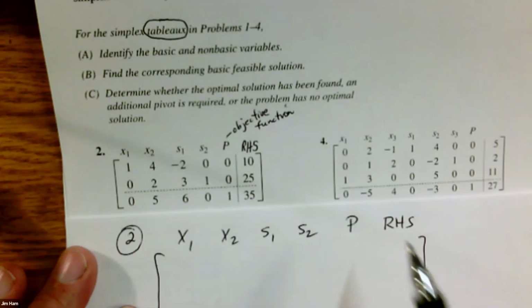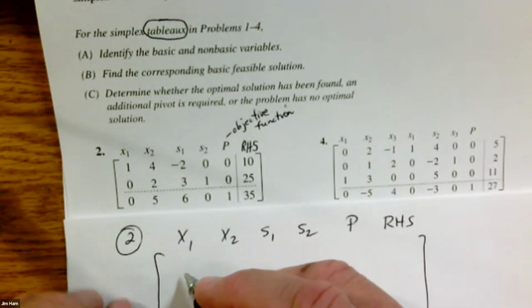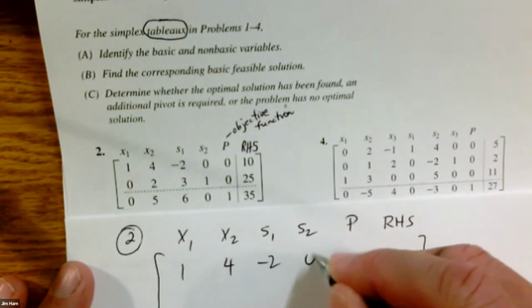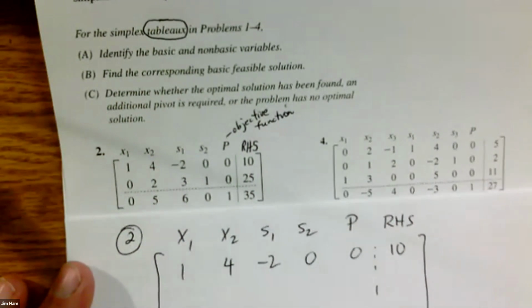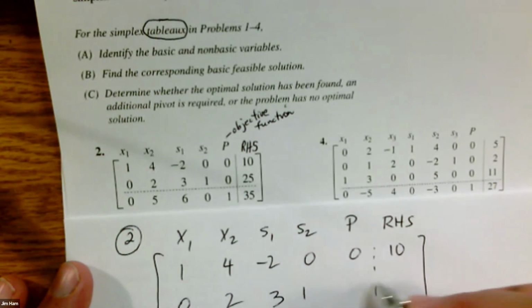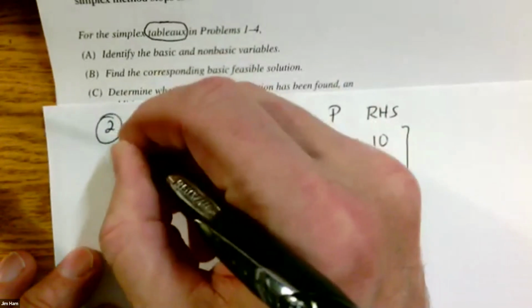Those labels actually go outside the tableau. They're identifying a column, but they're not part of the matrix that we're going to enter in. So 1, 4, -2, 0, 0, 10, and 0, 2, 3, 1, 0, 5, and 0, 5, 6, 0, 1, 35. The first thing they ask you to do is to identify the basic variables.